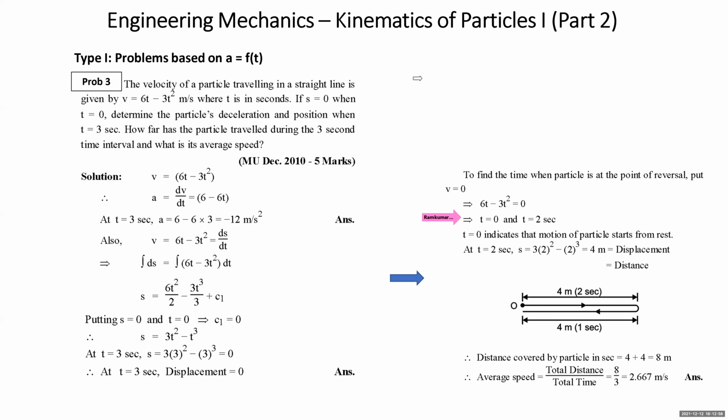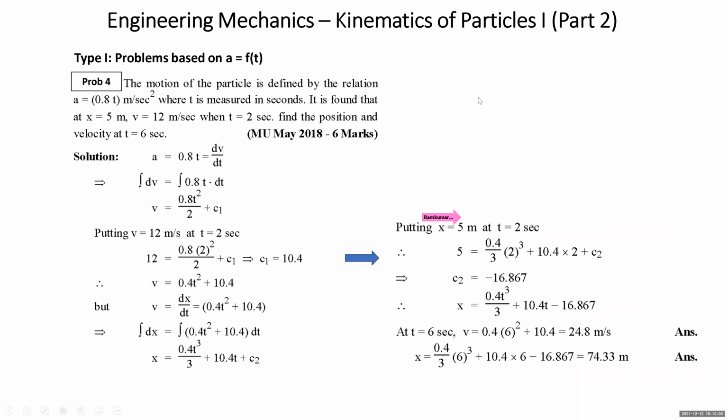All right. Let's move to the next sum. Continue on the same type only.